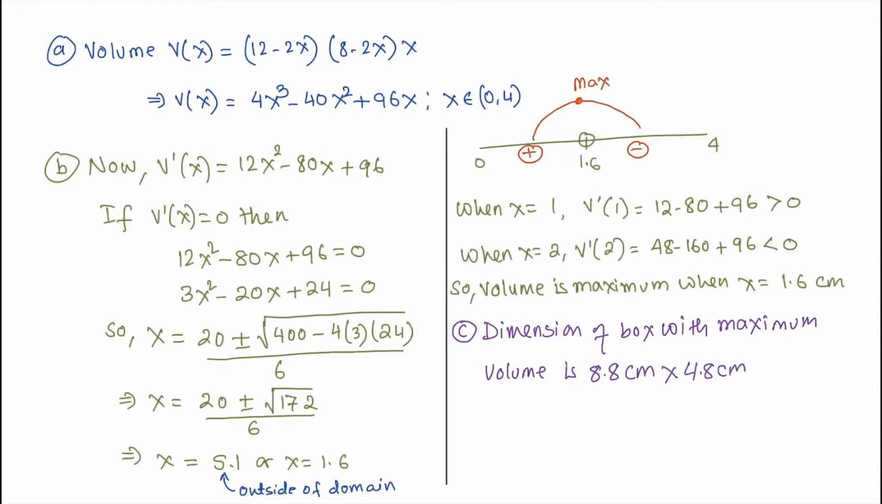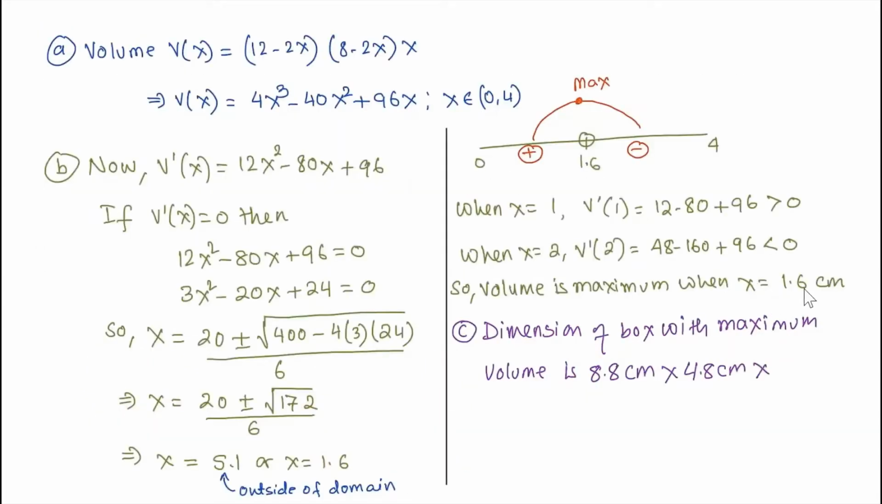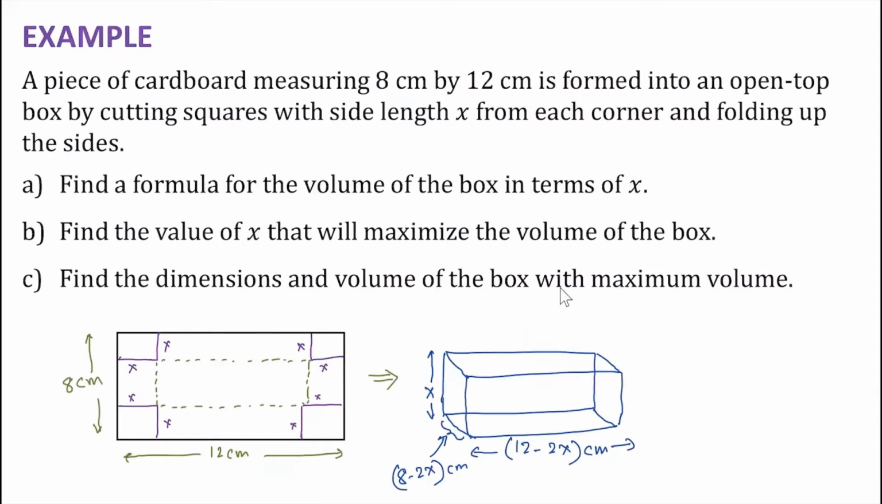4.8 centimeter by the height. The height of the box is x, which is 1.6 centimeter. So these are the dimensions of the box: 8.8 centimeter by 4.8 centimeter by 1.6 centimeter. And we are also asked to find, if you look at the question, the dimensions of the box and also the volume of the box.